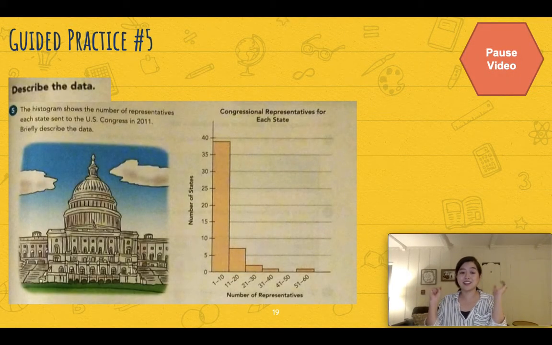All right, now it's your turn. I would like for you to describe the data in this histogram. Give it a try on your own, and let's come back and compare our answers.